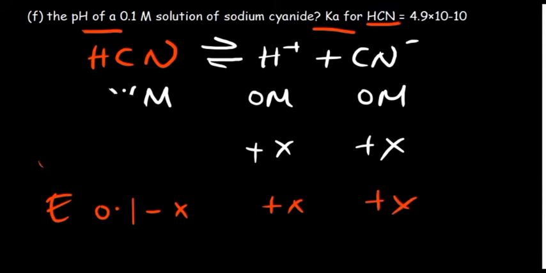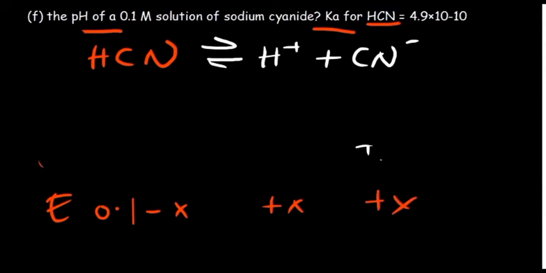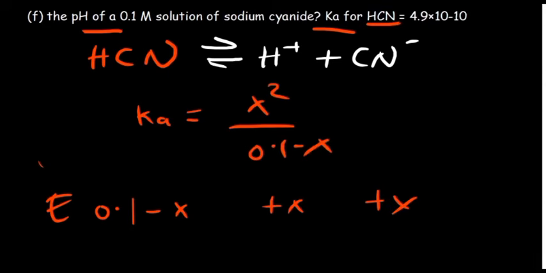So we know that our value of K is basically dependent on the equilibrium concentrations. So our K is going to be x squared over 0.1 minus x. Our value of K has been given in the question to be 4.9 by 10 to the power negative 10. Okay, so at that point what do we have?